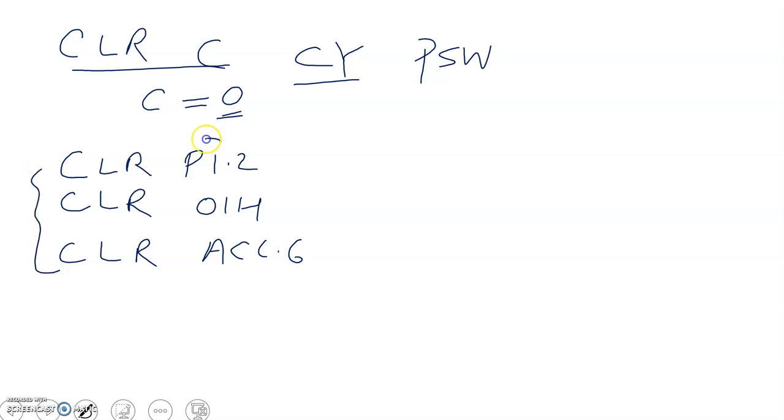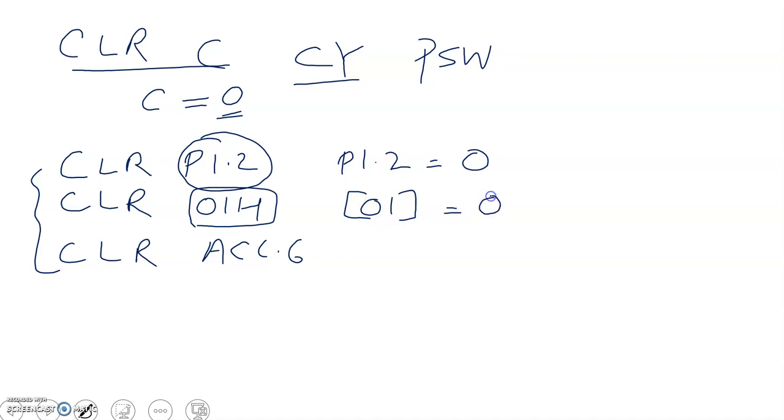What they are doing: this is port 1 bit 2, so it will make bit 2 of port 1 equal to 0. Similarly, this is a bit memory address, if you remember, so this bit address will become 0. Then the sixth bit of the accumulator will become equal to 0, so ACC.6 equals 0. Let's move on and see another instruction.